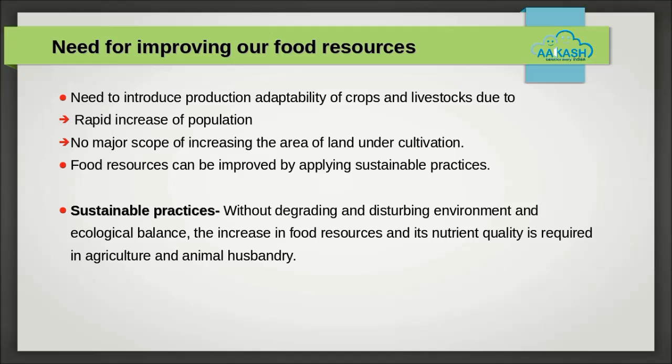Need for improving our food resources. There is need to introduce production adaptability of crops and livestock because, number 1, rapid increase of population, number 2, no major scope of increasing the area of land under cultivation, only 25% increase in cultivable land area. Food resources can be improved by adapting sustainable practices. Sustainable practices: without degrading and disturbing environment and ecological balance, increasing food resources and its nutrient quality is required in agriculture and animal husbandry.